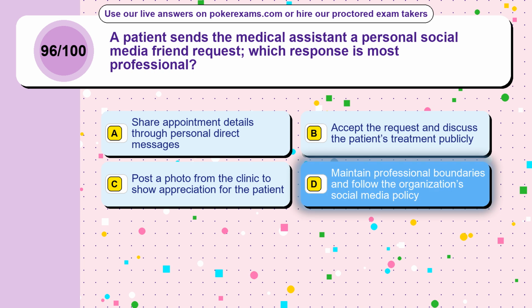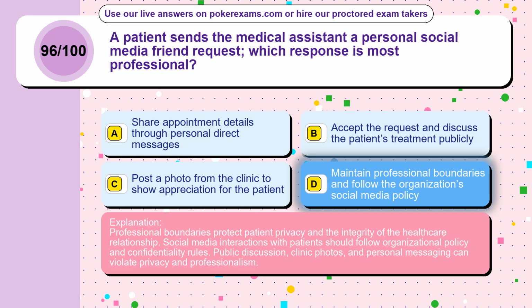The correct answer is option D. Maintain professional boundaries and follow the organization's social media policy. Professional boundaries protect patient privacy and the integrity of the healthcare relationship. Social media interactions with patients should follow organizational policy and confidentiality rules. Public discussion, clinic photos, and personal messaging can violate privacy and professionalism.